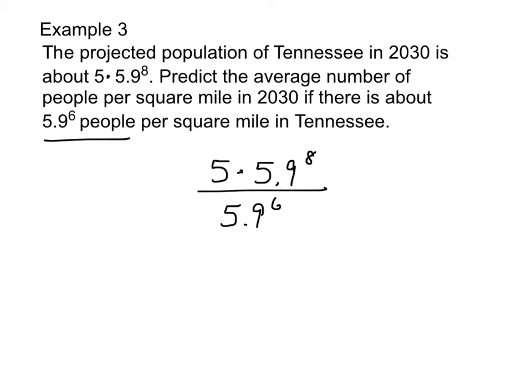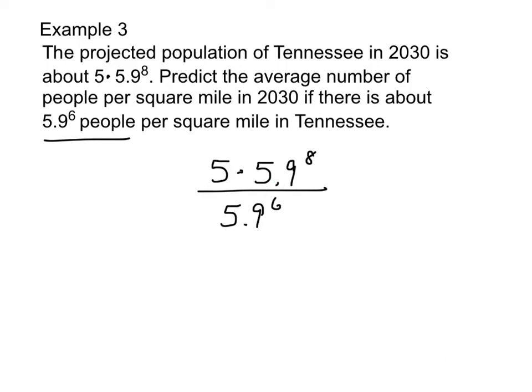If you said multiply, you're wrong. Here's why. This is multiplication. What's the base here? It's 5. What's the base here? It's 5.9. Therefore, you cannot combine these. They are not the same base.